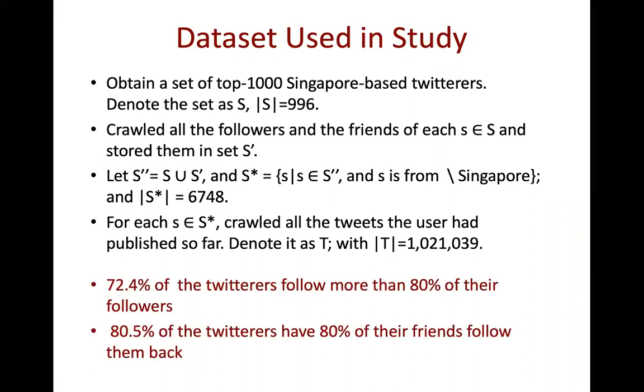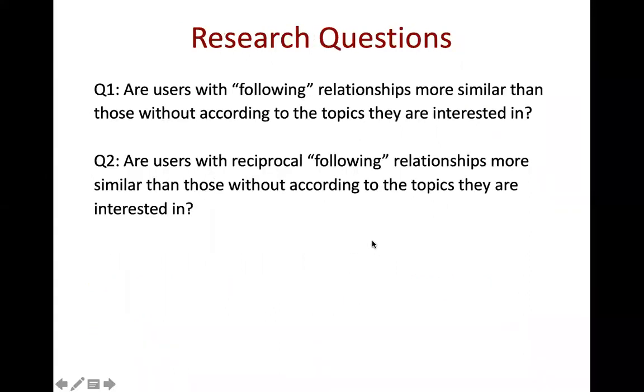They immediately found an interesting observation: 72% of the tweeters follow more than 80% of their followers. So we usually follow our followers, and 80.5% of tweeters have 80% of their friends follow them back, right? So it's like two mirrored measures pretty much. So the graph is quite dense. People follow each other, even though Twitter is a one-way social network. People tend to follow each other back very often, unless you're a superstar.